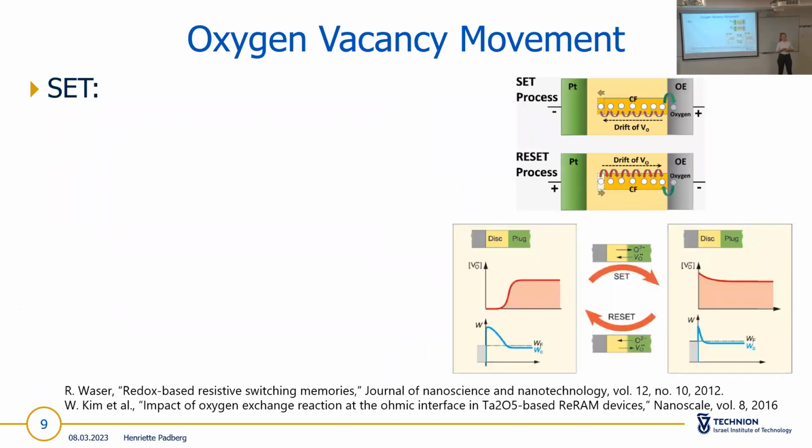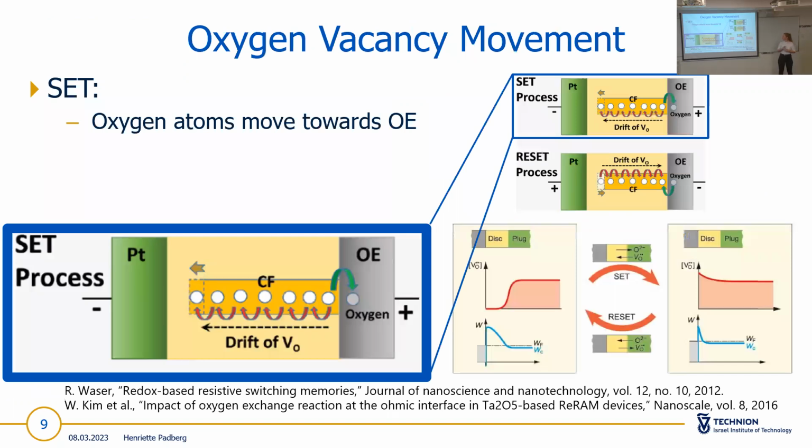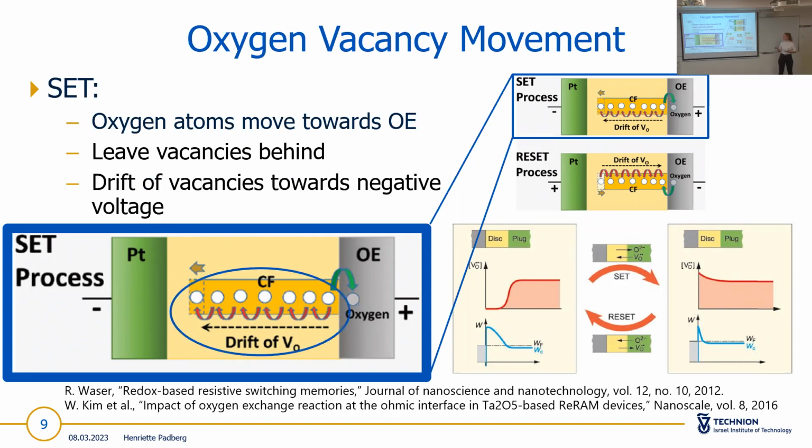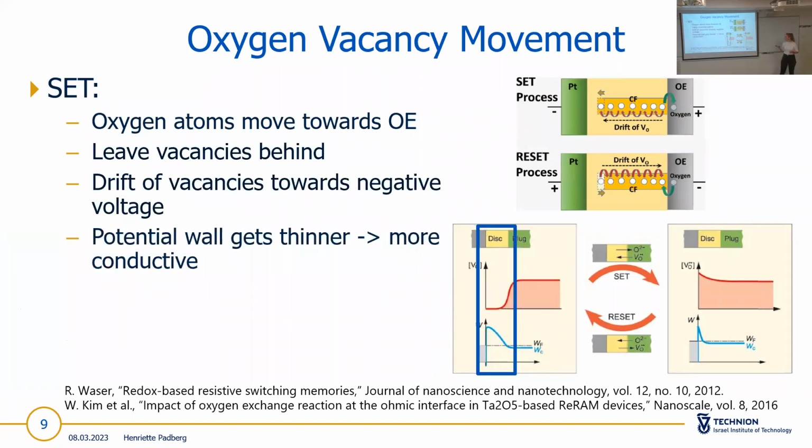Now we have a look a bit further at the oxygen vacancy movement. We can see here that if you apply the voltages for a set, then the oxygen atoms move towards the ohmic electrode and they leave a vacancy behind. If that happens more often, you can observe a total drift of vacancies towards the negative voltage. If you consider now the oxygen vacancy concentration in the off state, you can see that here in the disk area, the concentration is very low. So that means that here the potential wall is very broad. So the resistance is higher.